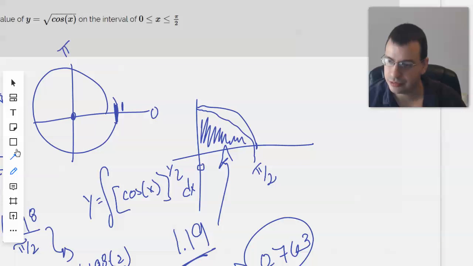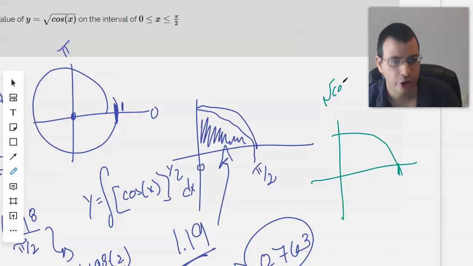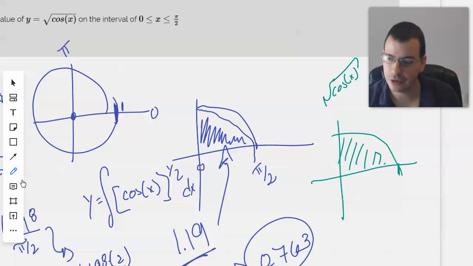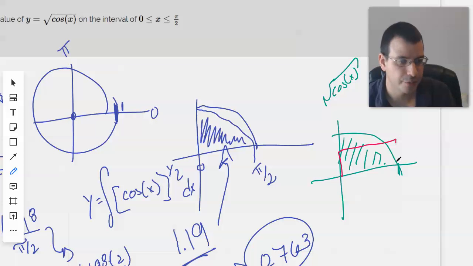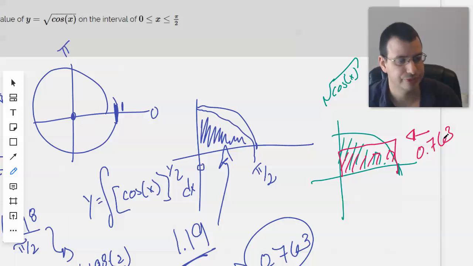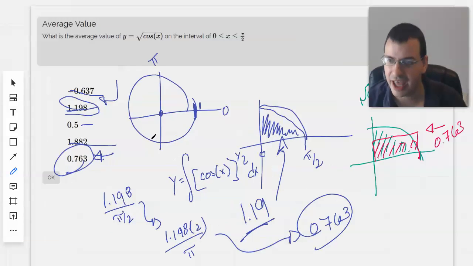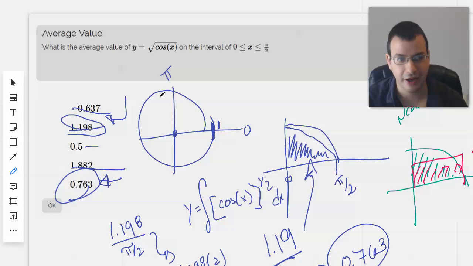Another way to think of this is you have your equation here. This is square root of cosine of x. And if you squish it down to make it a rectangle, what would be the height of this rectangle? And the answer to that is 0.763. Okay, that is how you find the average value of a function, specifically a function where you need to use your calculator to find the integral.